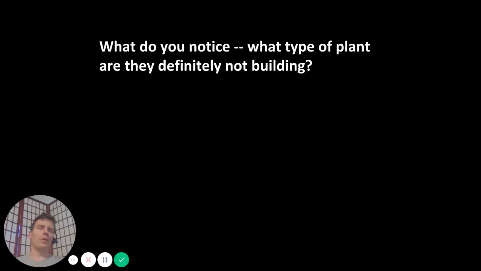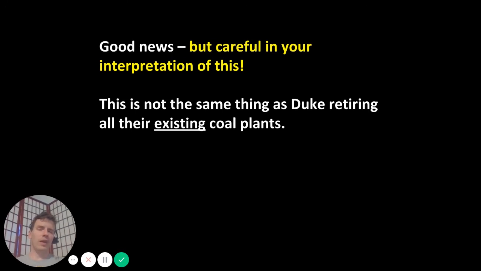What is noticeably absent in that pie chart, of course, are coal plants. Coal plants are not being considered by Duke Energy, or to my knowledge, by basically any utility in the country anymore. That's because utilities expect there to be some sort of penalty for carbon at some point in the future. That's good news, and we'll talk more about this throughout the rest of the semester. But be careful in your interpretation of this. This doesn't mean that Duke is retiring all their existing coal plants. It just means that they're not planning to build new ones.